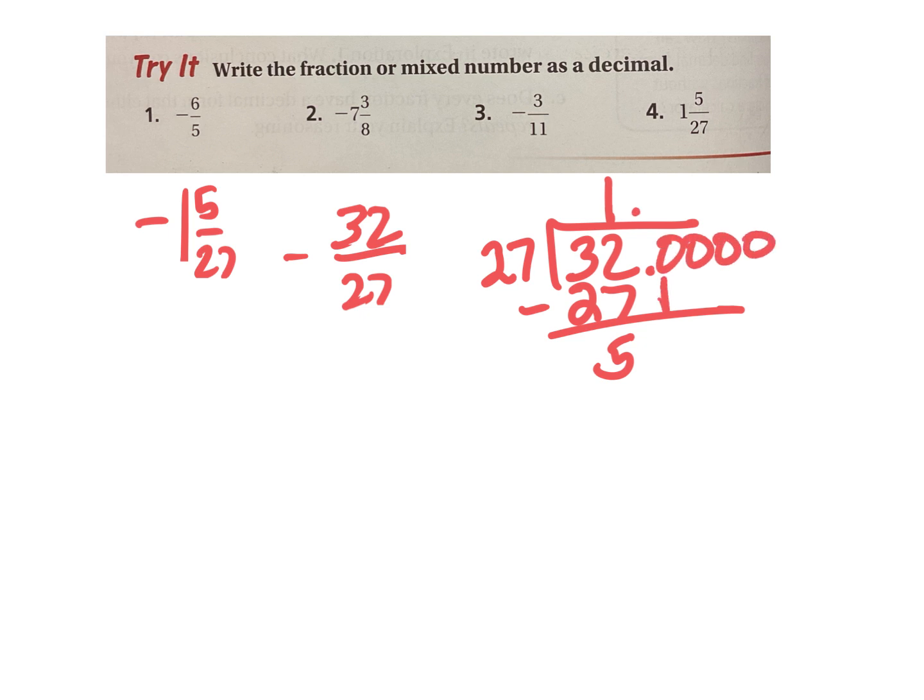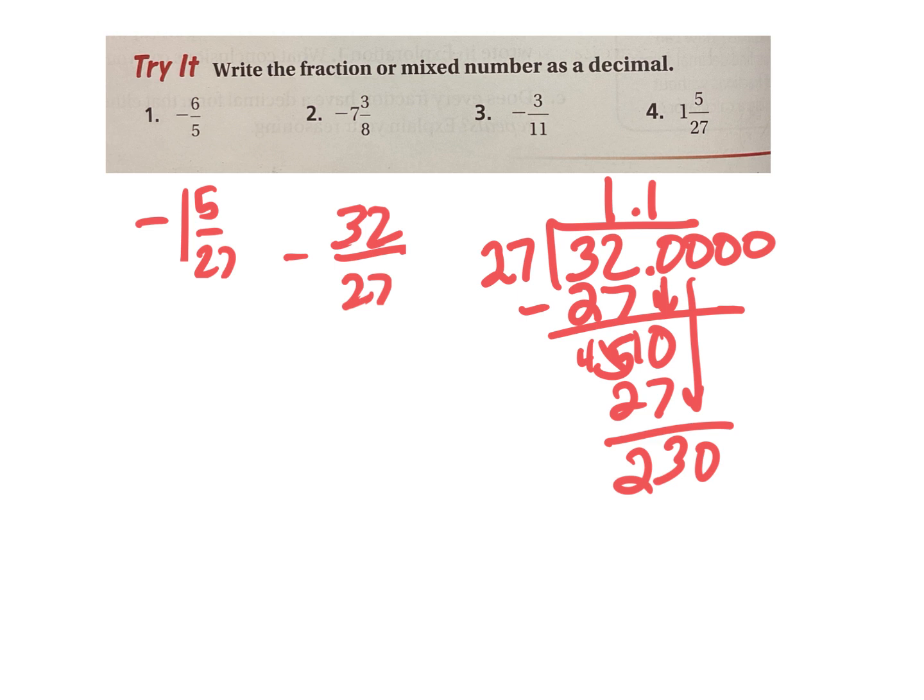A bunch of zeros. Like that. How many times does 27 go into 50? Just 1 time. And then 27. So that becomes 23. So then I bring down my 0. How many times does 27 go into 230? 8 times. And 8 times 27, that is 216. When I subtract that, it gets me 14. And so I'm going to bring down another 0.